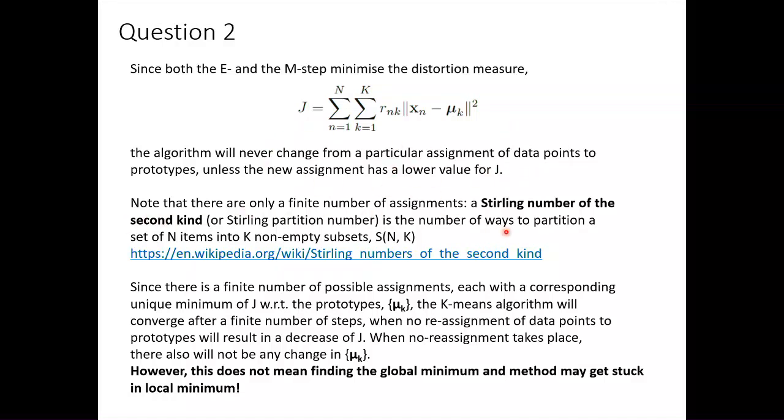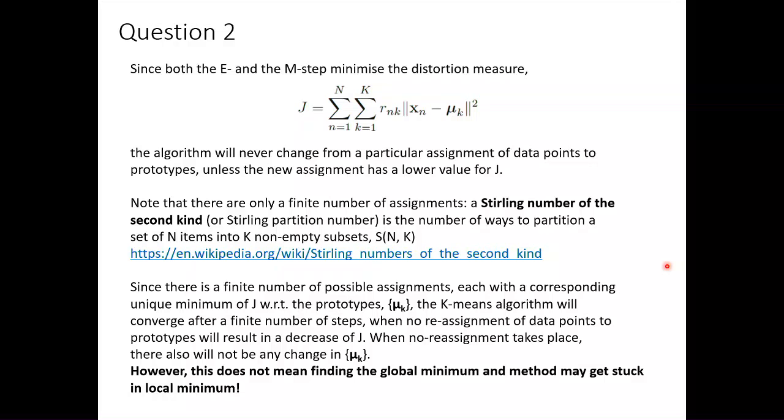The second thing to realize, and that actually wasn't immediately obvious to me either, is that there are only a finite number of assignments. That is called a Stirling number of the second kind. I have the Wikipedia link here.